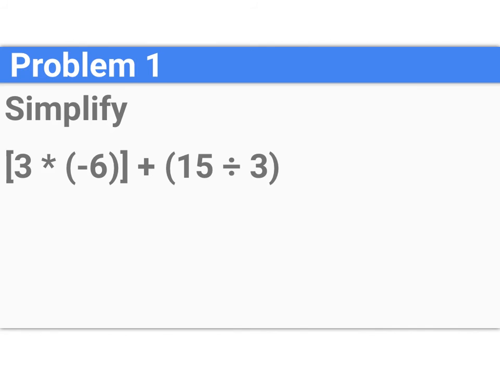Okay, these look a little trickier than they seem, but it's not that bad. 3 times -6 is -18. Keep your brackets. Plus 15 divided by 3, which is 5. -18 plus 5 is -13.